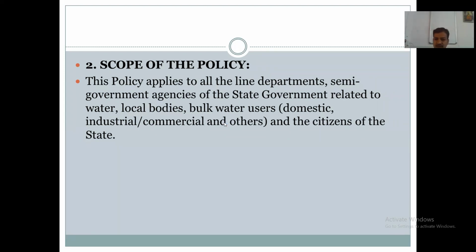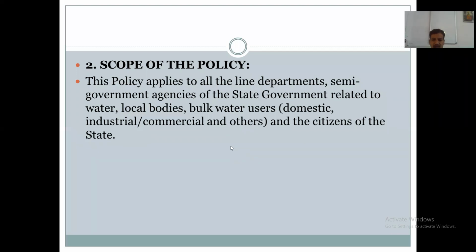So this is the scenario, the first preamble of this state water policy. The scope of this policy has been given. What is this policy applicable for? This policy applies to all the line departments, semi-government agencies of the state government related to water, local bodies, bulk water users, domestic, industrial, commercial, and others, and citizens of the state.